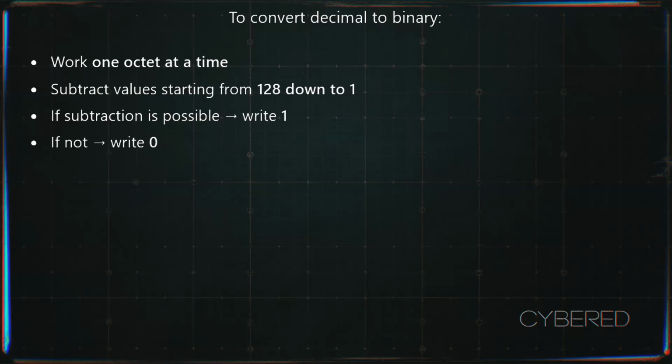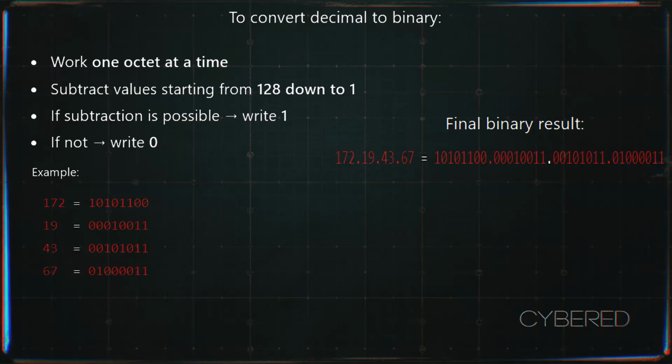To convert decimal to binary, work 1 octet at a time. Subtract values starting from 128 down to 1. If subtraction is possible, write 1. If not, write 0. Here's an example. So you've got an example of 172, which is 10101100, 19 is 00010011, 43 is 00101011, 67 is 01000011, and the final binary result is 172.19.43.67, and that equals that.